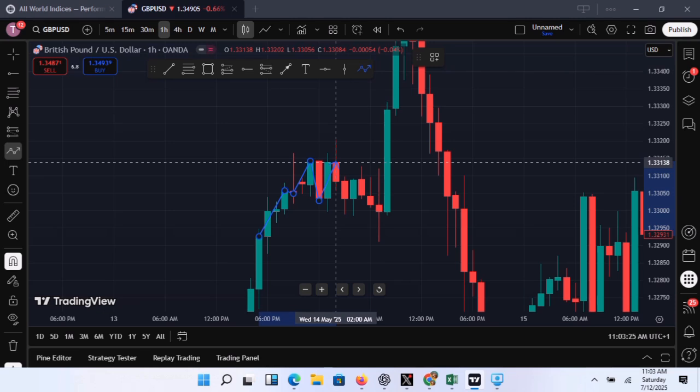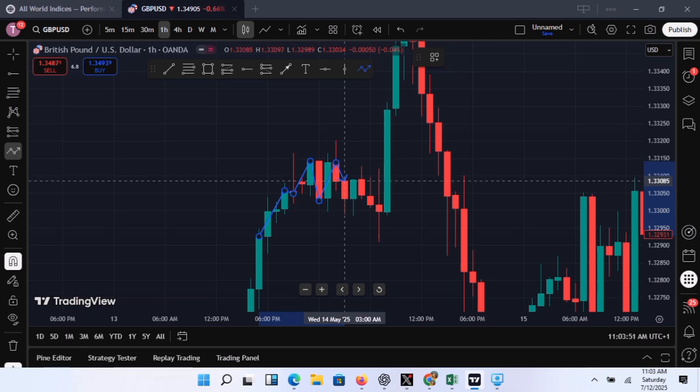So, let me tell you something. Some brokers don't give accurate candles. You understand? They don't give accurate candles, but the most important thing is that we should use Headway. Headway is good. It gives accurate candles. So we have this one as well.